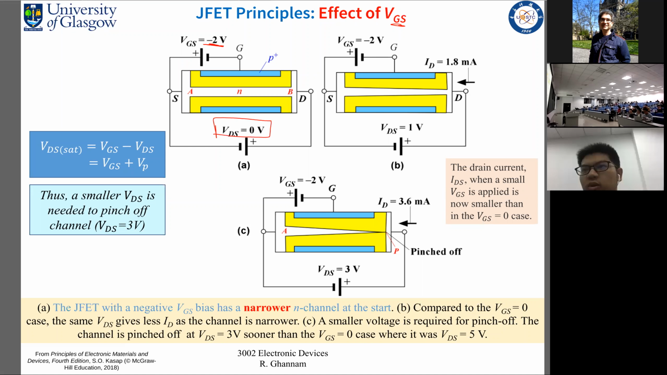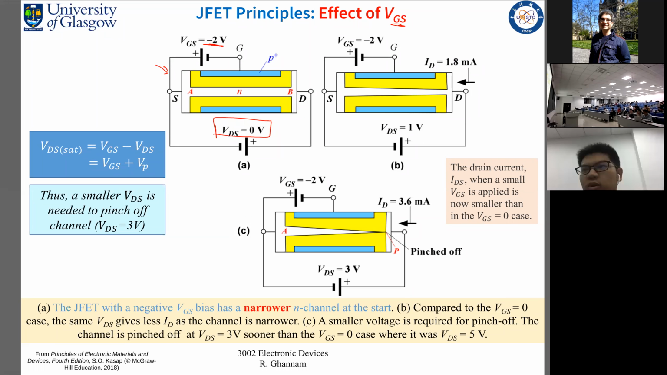Immediately what we notice is that the width of the depletion region is much larger. Compare the width of the depletion region for this device with the similar device when VGS is equal to 0. You'll find that the depletion region starts off very narrow and the channel itself is wide. Here, when VGS is minus 2 volts, we immediately see that the depletion region is large, and the channel between the drain and the source is narrow.